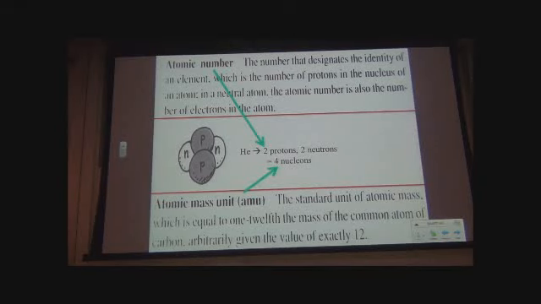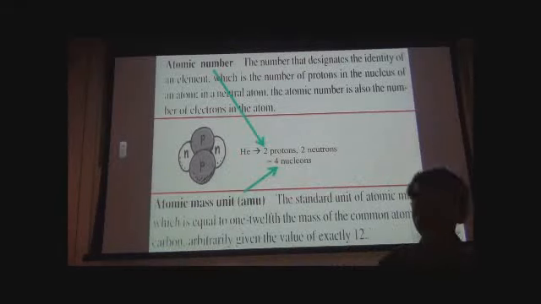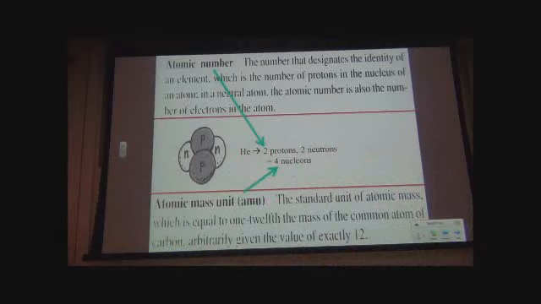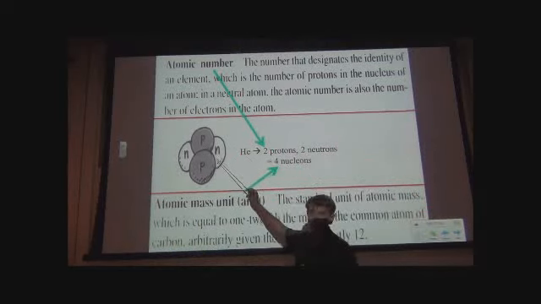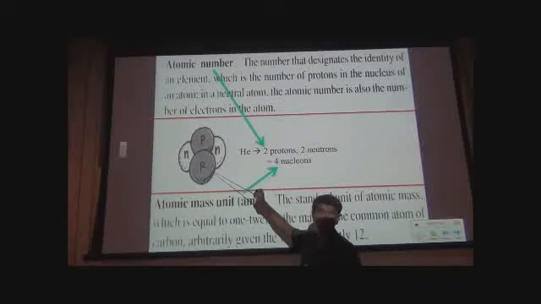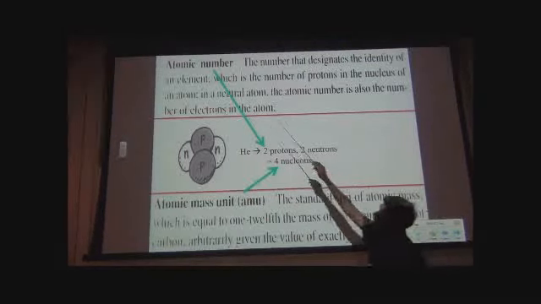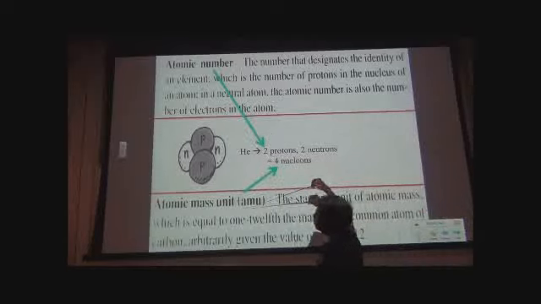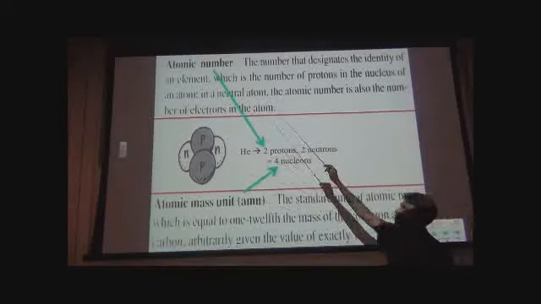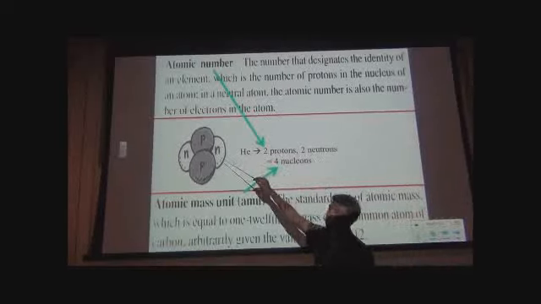Okay, we are continuing with the atomic nature of matter. We talked in the last lecture about the fact that the nucleus of the atom contains protons, which are positively charged particles, and neutrons, which are neutral. We now go on to introduce a couple of concepts: the atomic number and the atomic mass unit. To a first approximation, the atomic number is the number of protons in the nucleus.